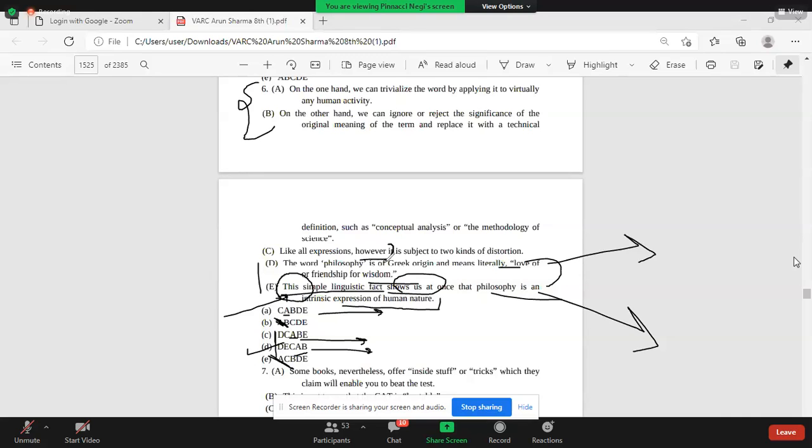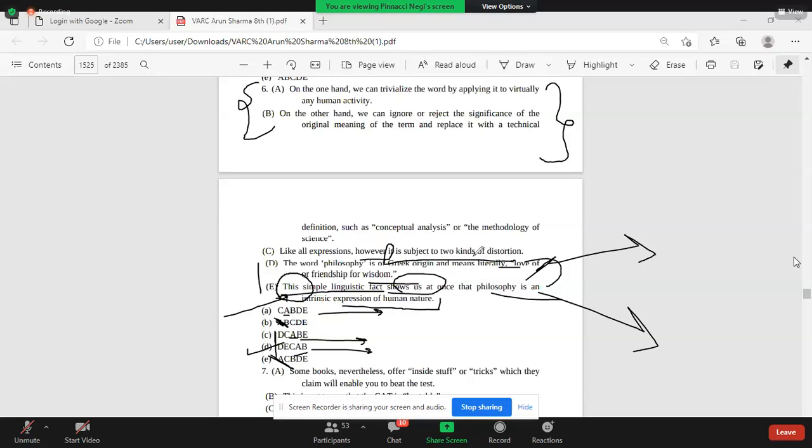However, it is subject to two kinds of distortion. ये जो fact है ये दो type के distortion से suffer करता है. Those distortions are here, A and B. Binary बताइए ना. Two kinds of distortion. What are those distortions? On one hand this, on the other hand this.